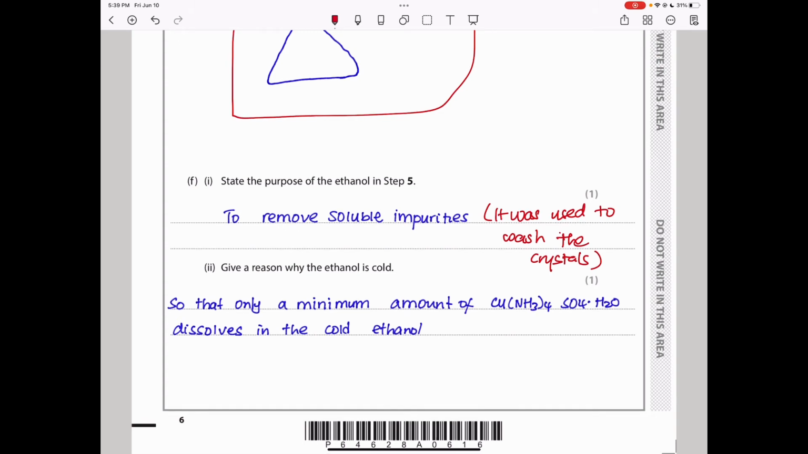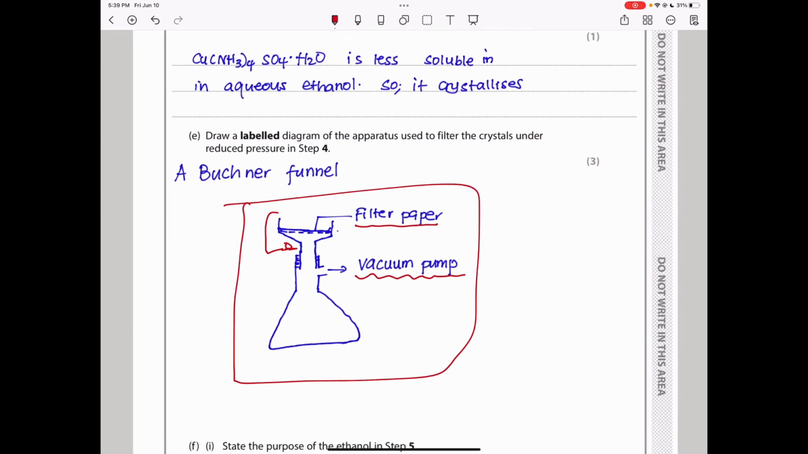And then the next part says, give a reason why ethanol is cold. Of course, it's cold to minimize dissolving. You do not want the crystals to dissolve in the ethanol. So we want only a minimum amount that dissolves in the cold ethanol. We do not want a lot of it to be able to dissolve. So you add a minimum amount of ethanol to prevent solubility.